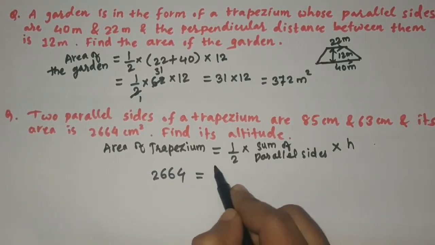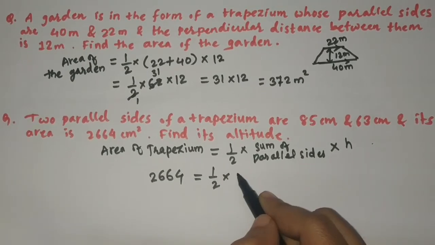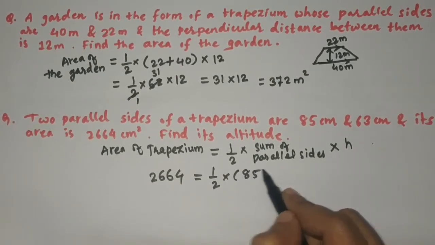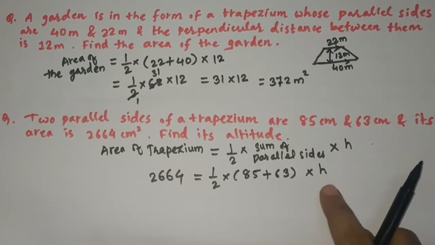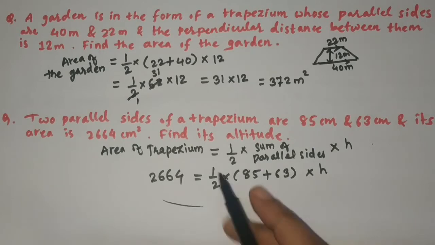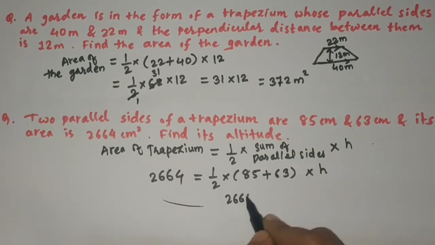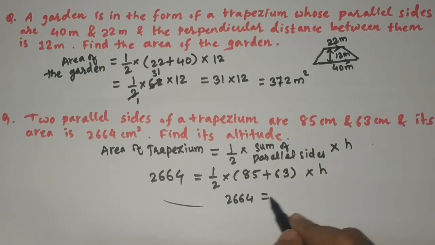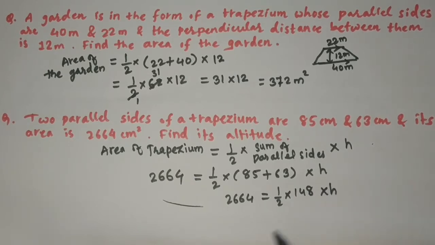Okay friends, so here area is given, 2664, which is equal to 1 by 2 into sum of its parallel sides. Sum is what? 85 plus 63. And we have to find out this height, altitude. Okay, so now we'll solve this equation. So here 2664 is equal to 1 by 2 multiplied by, we have to add them, this is 148 into height. So now I need to solve the equation for the height.